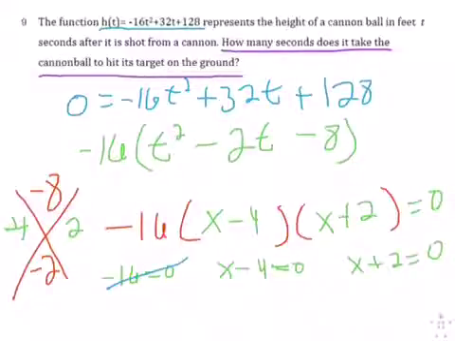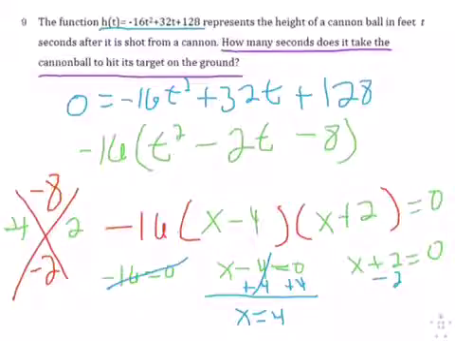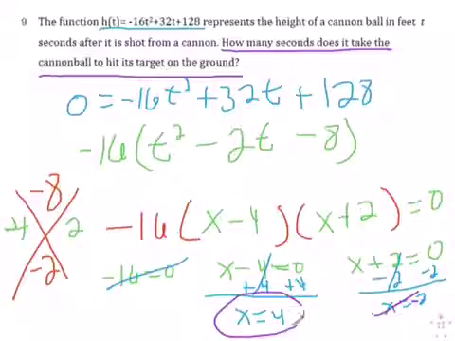For x minus 4 equals 0, we add 4 to both sides, and we get x equals 4. On the one over here, we subtract 2 from both sides, and we get x equals negative 2. The problem with having x equals negative 2 is that we can't have negative seconds. So we automatically know that's not our answer. So our answer is x equals 4 seconds.